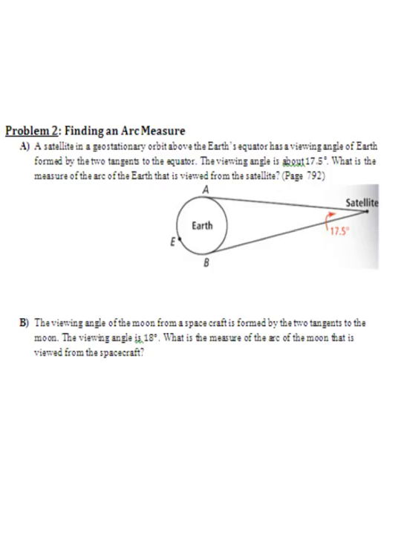Our next example, we've got a satellite in a geostationary orbit above Earth's equator, that has a viewing angle of Earth formed by the two tangents. So these lines are tangent to Earth, so they go to the edge. The viewing angle is about 17.5 degrees. What is the measure of the arc of the Earth that is viewed from the satellite? So they want to see this measure here. Well, in order to find this, we need to know what this outside arc is.